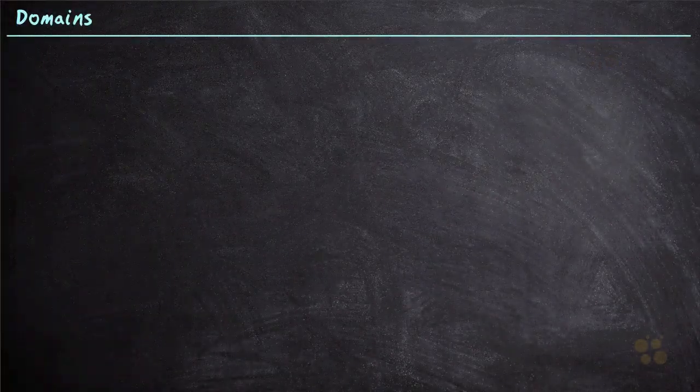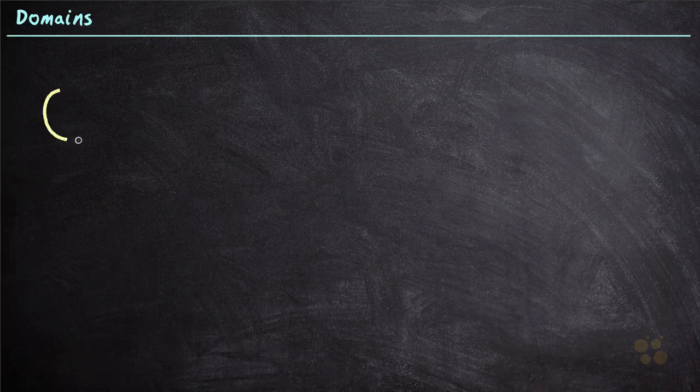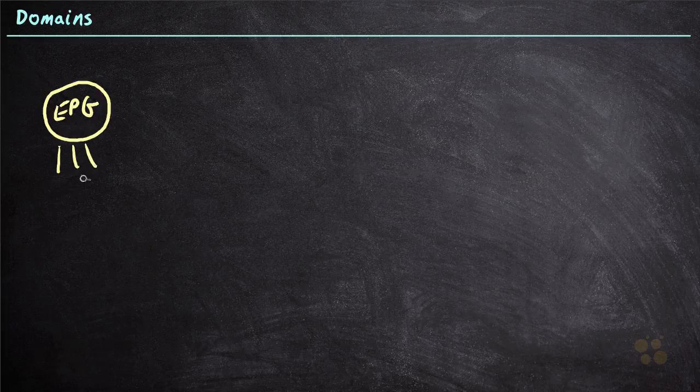Now, if you haven't checked out the series called the ACI Logical Model, be sure to go check it out, because we're going to talk a little bit about endpoint groups. And endpoint groups are the logical grouping of similar endpoints in the environment.